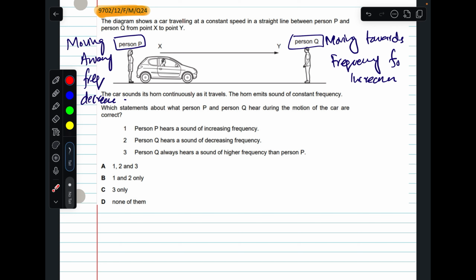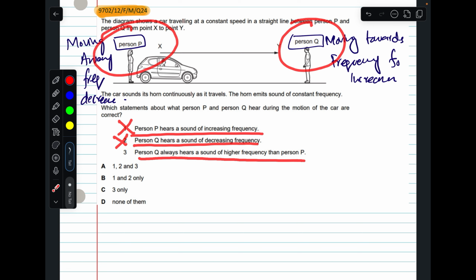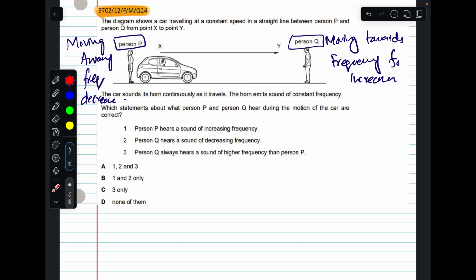In the first option, person P hears a sound of increasing frequency. No, it will decrease. Person Q hears a sound of, no, Q receives the higher frequency. No, person Q always hears a sound of higher frequency. Then yes, this will receive higher, and this will receive lower. So 3 is correct. So only 3 is correct, so it's option C. Okay, so that's all for today.